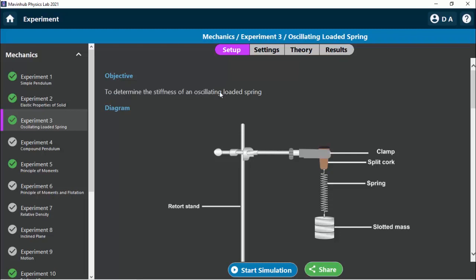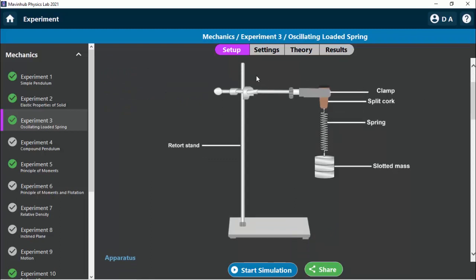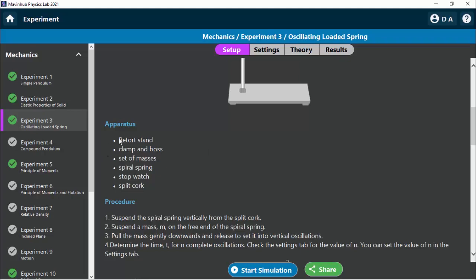So let's take a look at the diagram. The diagram consists of a retort stand. You'll be given a retort stand, you'll be given a split cork. This is how a split cork looks. This is the spring. This is the slotted mass, and the slotted mass goes together with the mass hanger. The mass hanger is connected to the spring, and the mass is placed inside the mass hanger. It's just a tool for suspending the mass and connecting it to the spring. So these are the apparatus, very similar to what you'll be expecting.